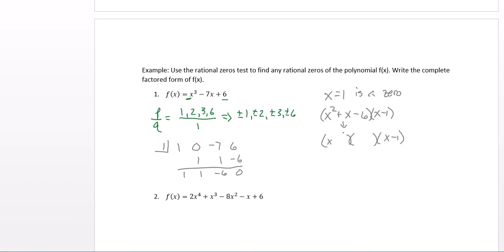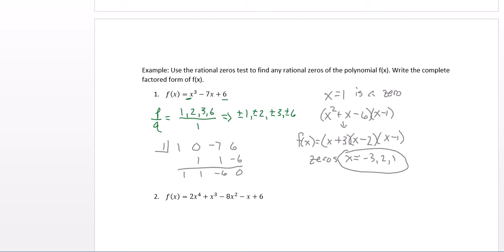But instead, to get x squared, we'll get x times x. We want to multiply to get a -6, so one of them's positive, one of them's negative. We want to multiply to get 6. They have different signs, and the bigger one is bigger by 1. So we're going to make it a +3 and a -2. And this is our polynomial in factored form. And we can now list our zeros as -3, +2, and +1.